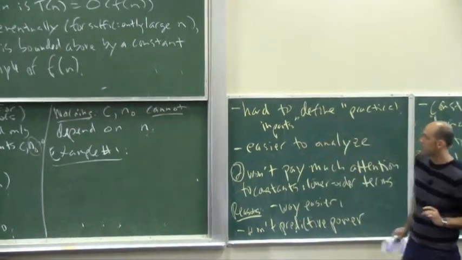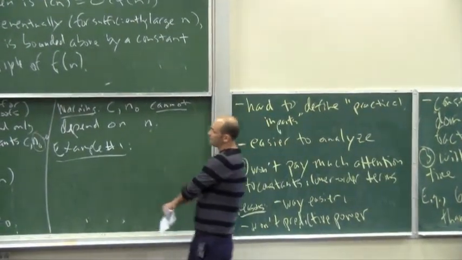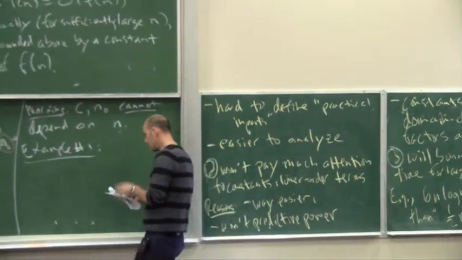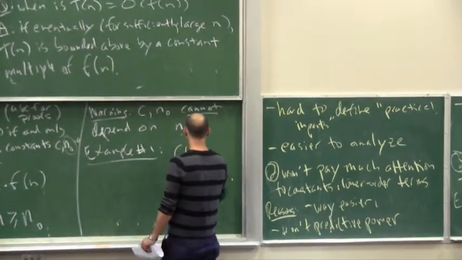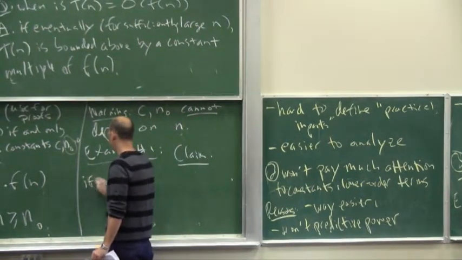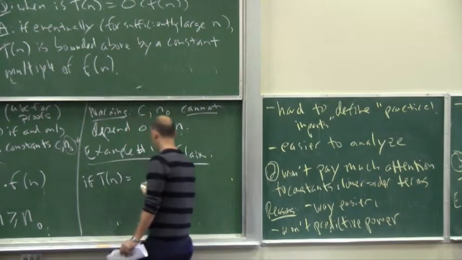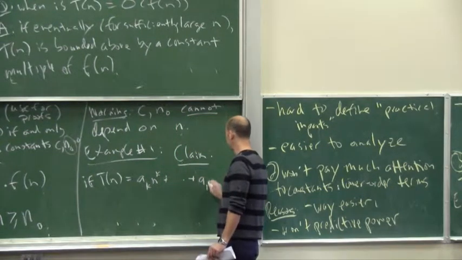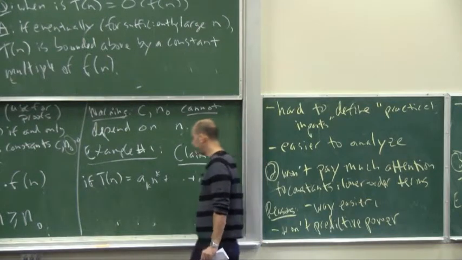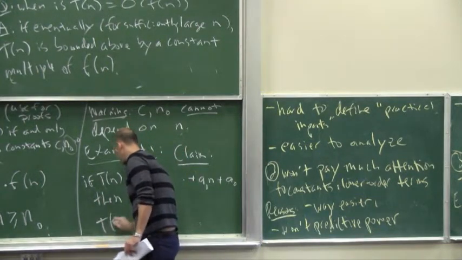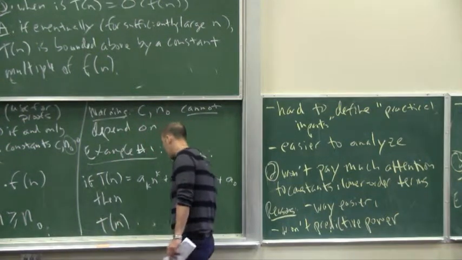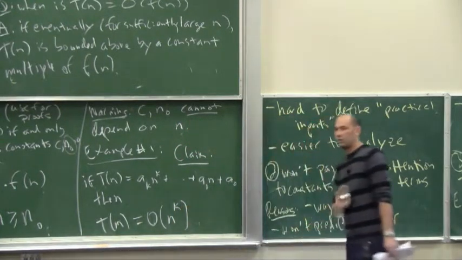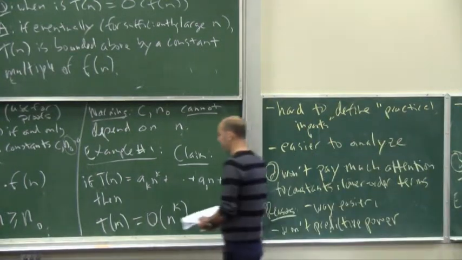So the first example is just meant to formalize this idea that we can drop constants and lower order terms, that's what big O notation allows us to do. So the claim is that if T of n is a polynomial of degree k with coefficients, it doesn't matter, then T of n is big O of n to the k. When you pass to big O notation, you can throw out the lower order terms and ignore the leading constant.